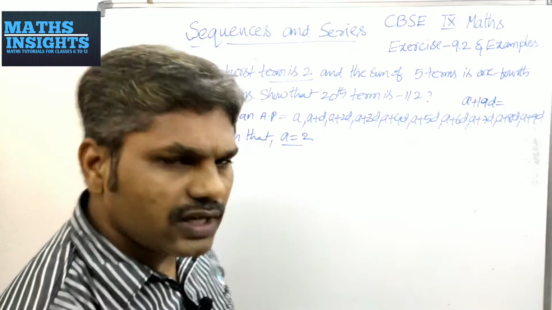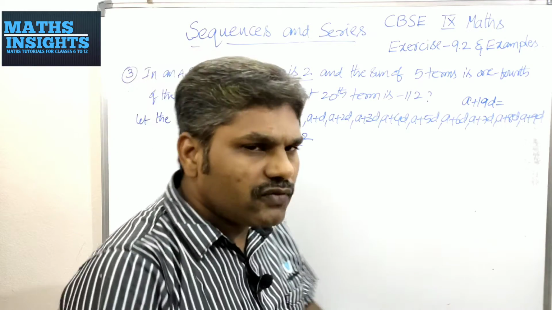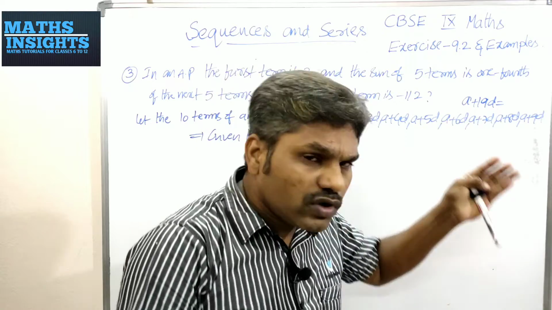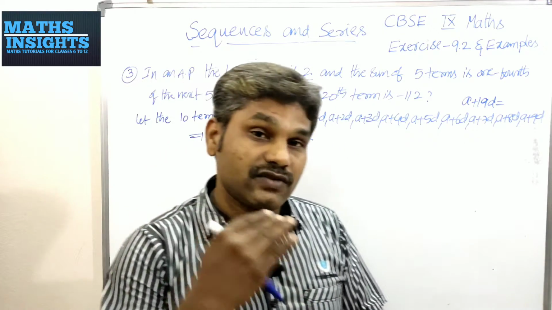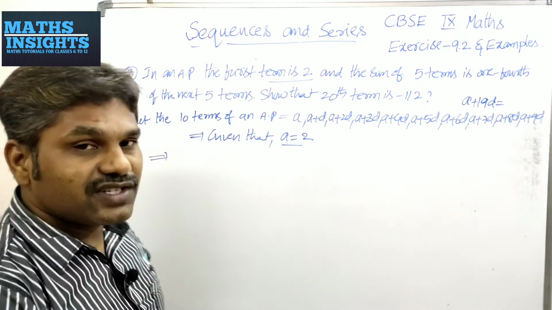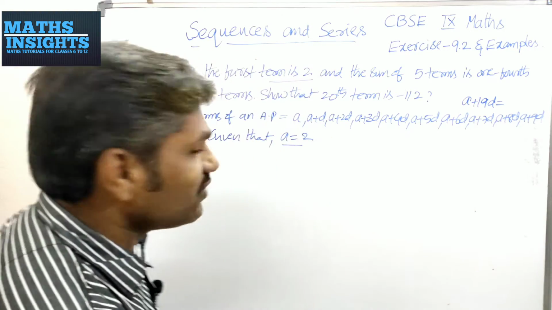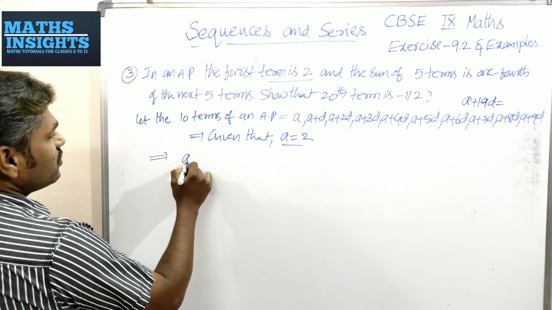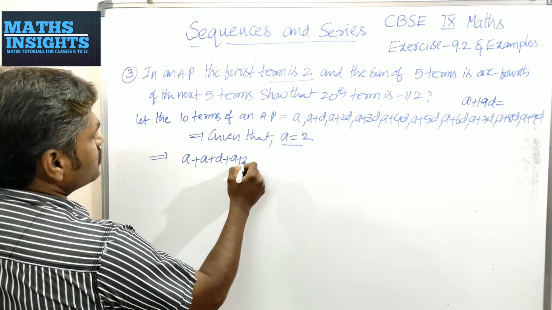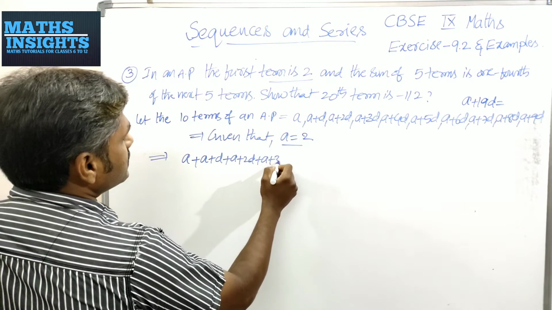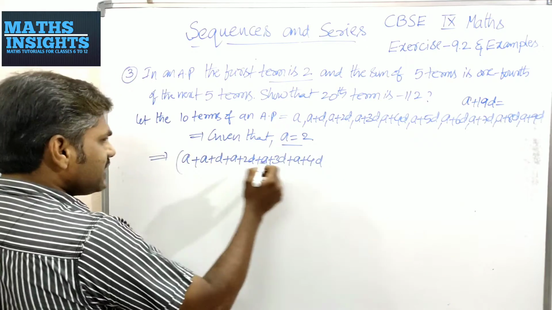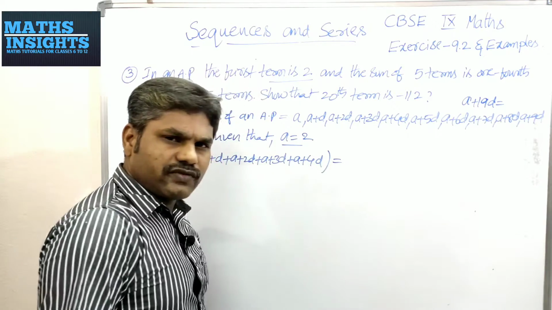And they have given another condition: the sum of the first 5 terms is equal to 1/4 of the sum of the next 5 terms. Very important condition. From this condition you will get some relation, you will get the value of d. So the sum of the first 5 terms is a plus d, a plus 2d, a plus 3d, a plus 4d. This is the sum of the first 5 terms.